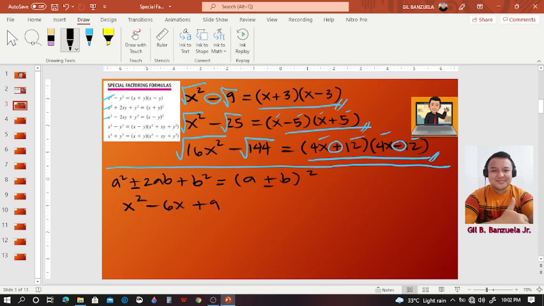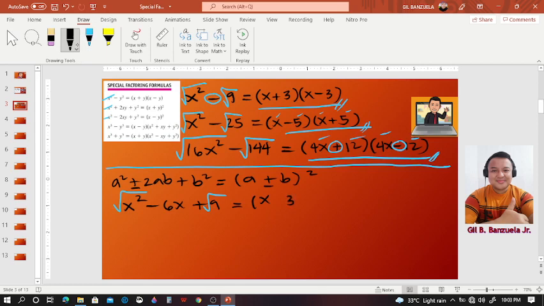Basically, the first thing that we're going to do, guys, is to test whether our first term and the last term are perfect squares. If not, then this is not a perfect square trinomial. Maybe this is just a general trinomial. Okay? Alright, so that's how to test if the given trinomial is a perfect square trinomial or a general trinomial only. Okay, so let's get the square root of x squared, of course. That would be x, and the square root of 9 is equal to 3.